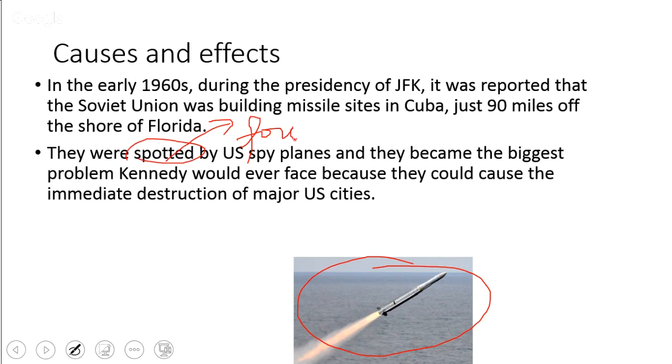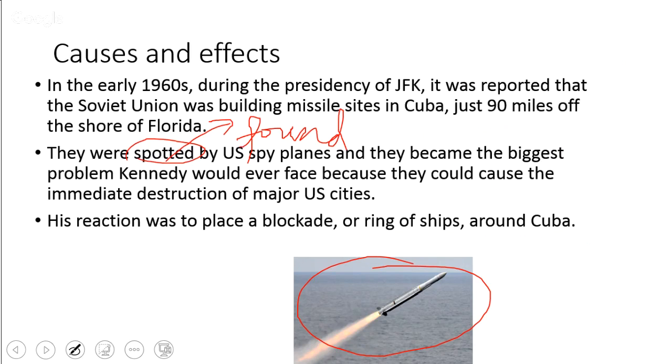You can even say found. Okay, so it's like the U.S. spy planes found something, and they were like, "What? Are you kidding me?" Cuba was building the missile sites for the Soviet Union, right? So what do you think they should do? They should send the army or they should invade Cuba? So see his reaction. His means JFK, President JFK.